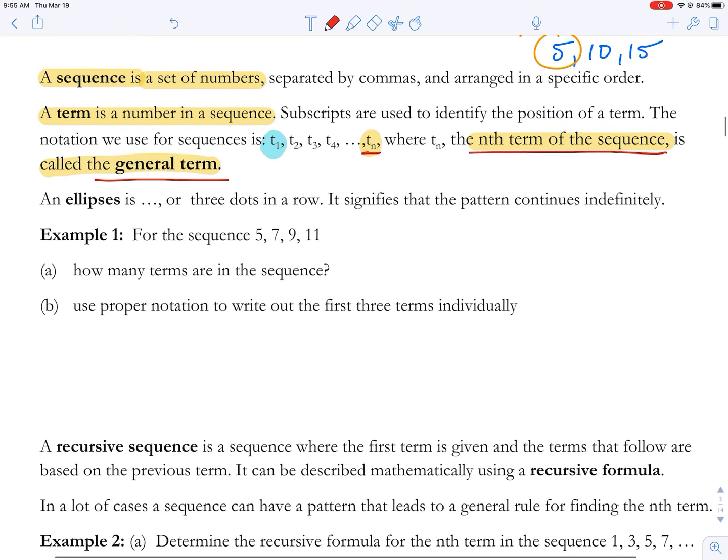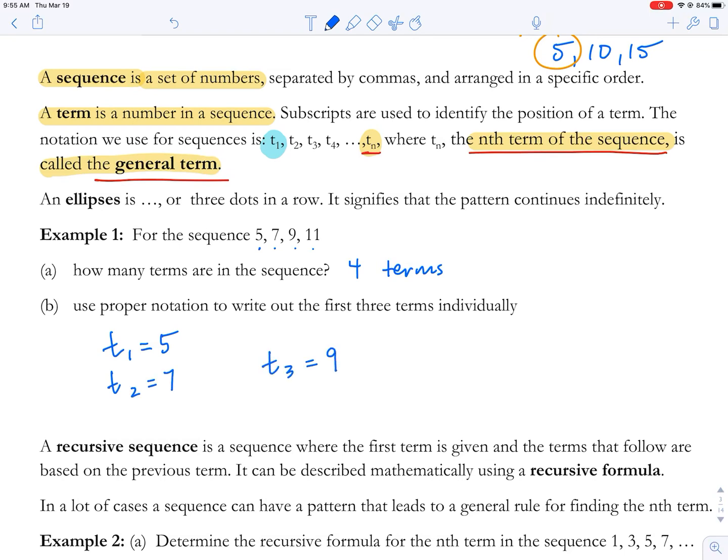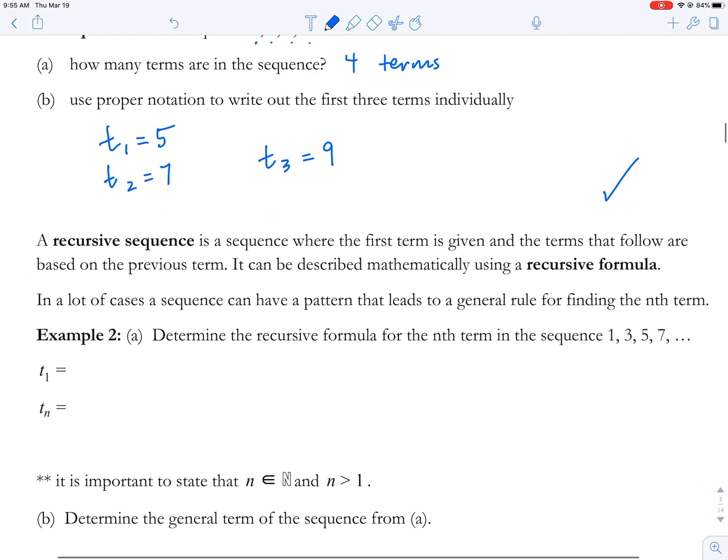So knowing what we know, if it asks us how many terms are in the sequence 5, 7, 9, 11, we literally count 1, 2, 3, 4, and we get that it's 4 terms. It then says use proper notation to write out the first 3 terms individually. So using proper notation means T with a little 1. So the first term T1 is 5, the second term T2 is 7, and the third term T3 equals 9. So that's the proper notation. Example 1, done.